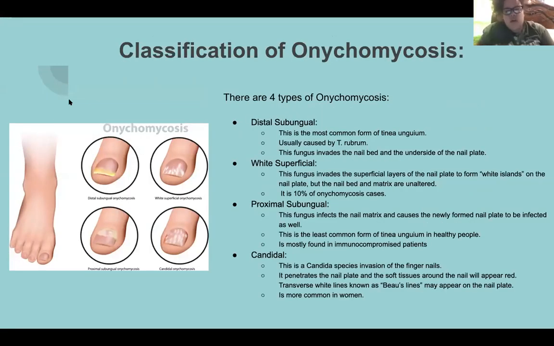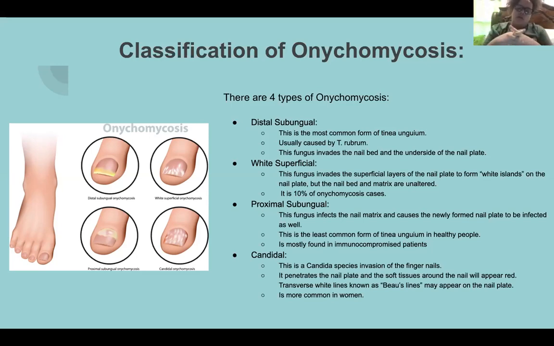Like I had said before, there are 4 types of onychomycosis, the first one being the distal subungual. This is the most common form, and it's usually caused by T. rubrum. This specific fungus invades the nail bed and the underside of the nail plate, so if it grows too large, you could have your nail come off. The next one is white superficial, and just like it says, this fungus invades the superficial layer of the nail plate to form, like you can see in the picture, little white islands on the nail plate. However, the nail bed and the nail matrix are unaltered, and this accounts for 10% of the onychomycosis cases.